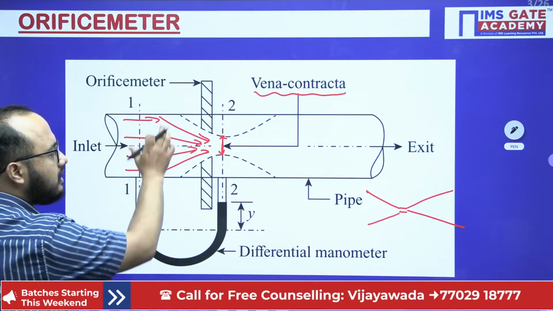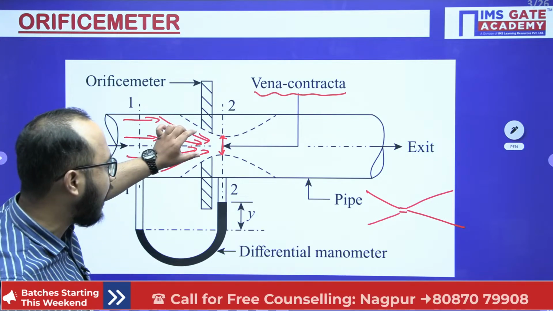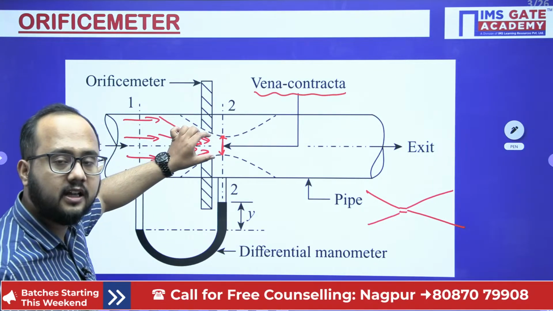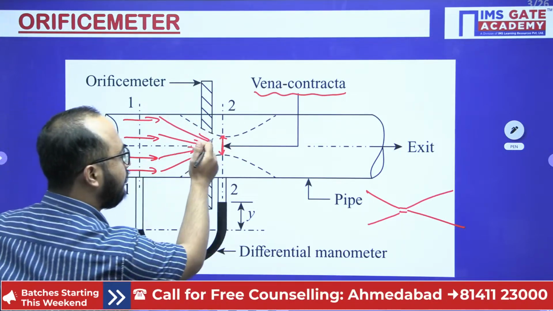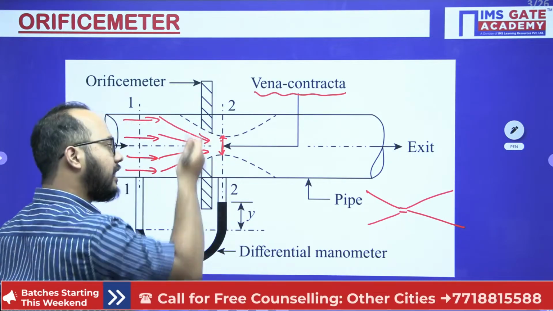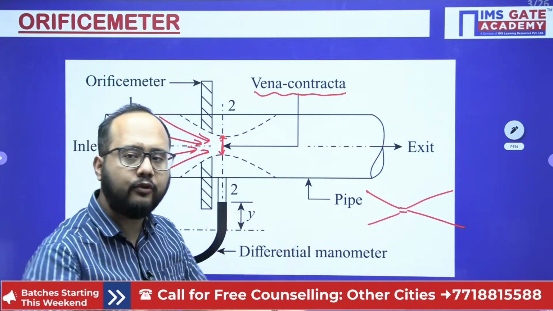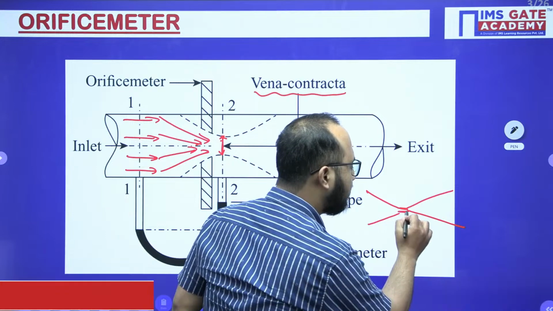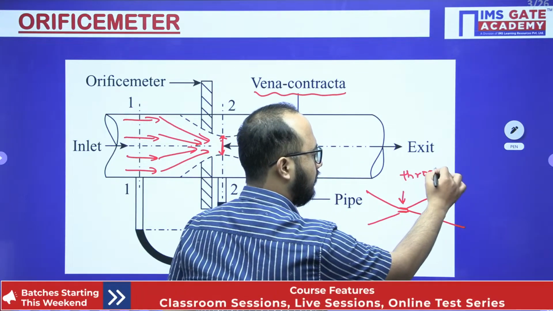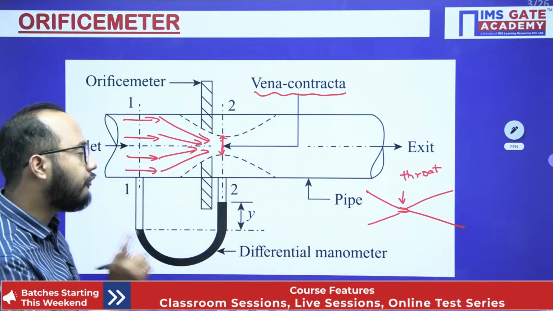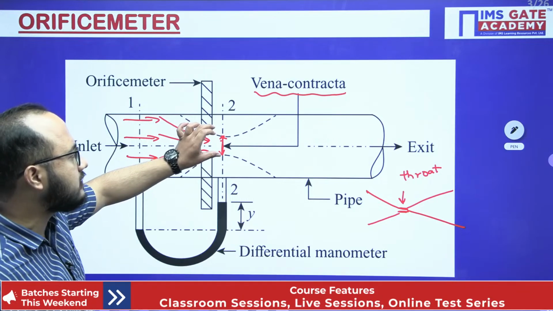So what will happen? Suddenly you will see the convergent flow here, and as it passes through this orifice, after some distance of the orifice the area becomes minimum, not at the orifice itself. If you provide a convergent area, obviously you will find the minimum area in the throat only. But in this case, the orifice will not have the minimum area. After some distance of the orifice, you will see a minimum area.